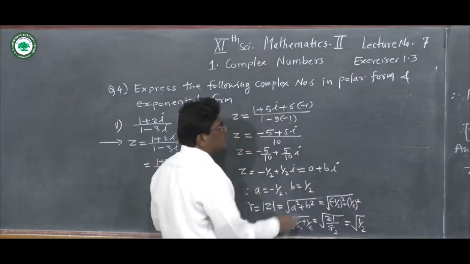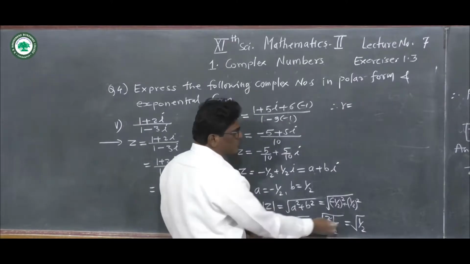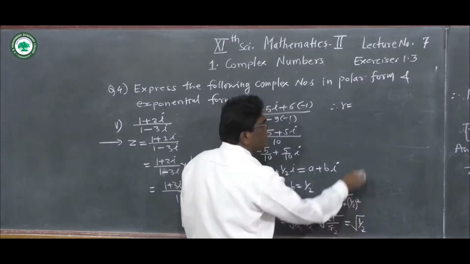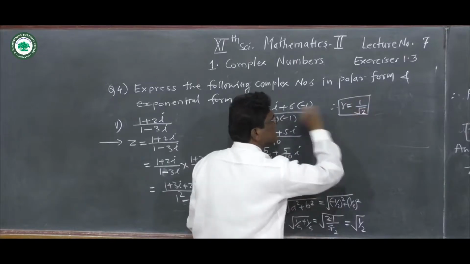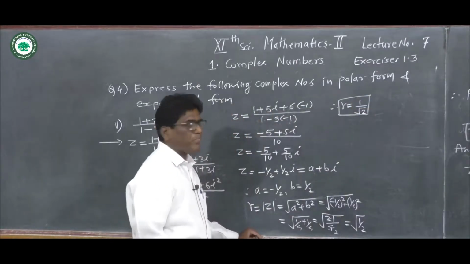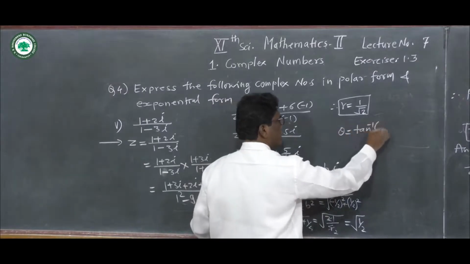This is R. Here we write R is equal to mod of Z, which is equal to under root of 1 by 2. Under root of 1 is 1, so 1 upon under root of 2. This is R. Now we want to find theta. So theta is equal to, the formula is tan inverse of B upon A.